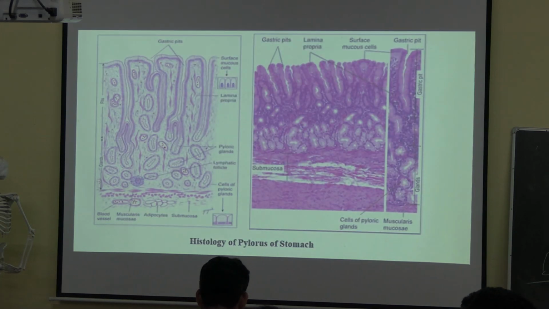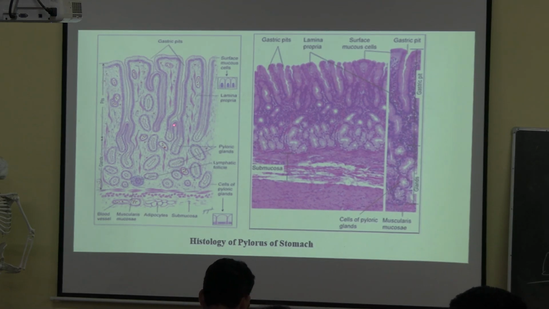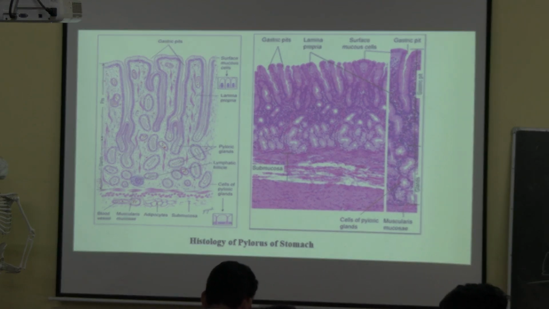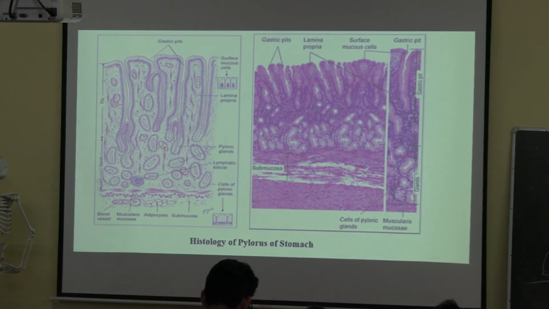And lastly, here you can see this is the pylorus of the stomach. Now you can see the depth of the gastric pits. It is very deep compared to the other two, which can be seen easily under the microscope. So that is all about the stomach. Now two slides are there, one for the esophagus and another for the stomach. So you have to see the slides and identify all the layers one by one.